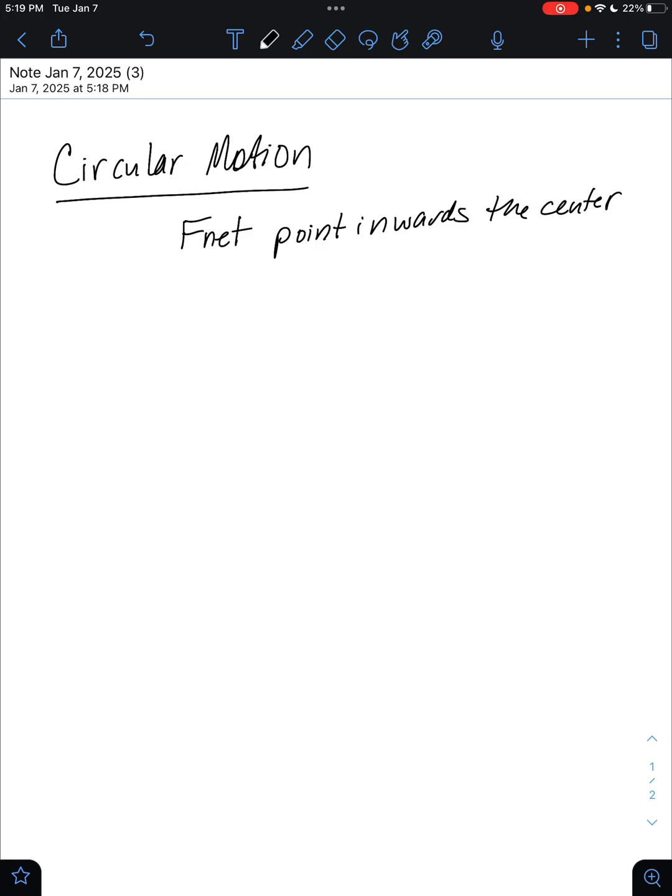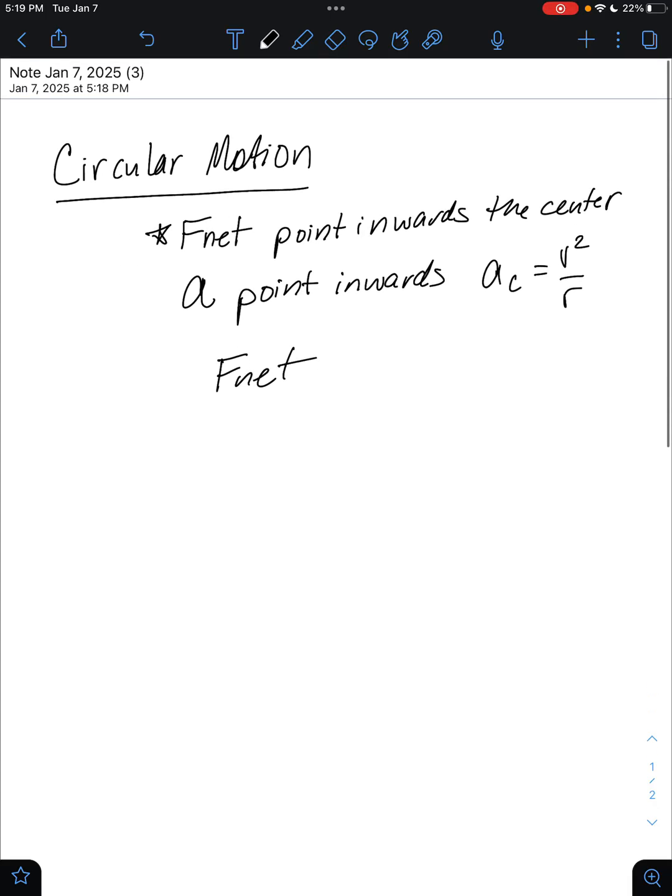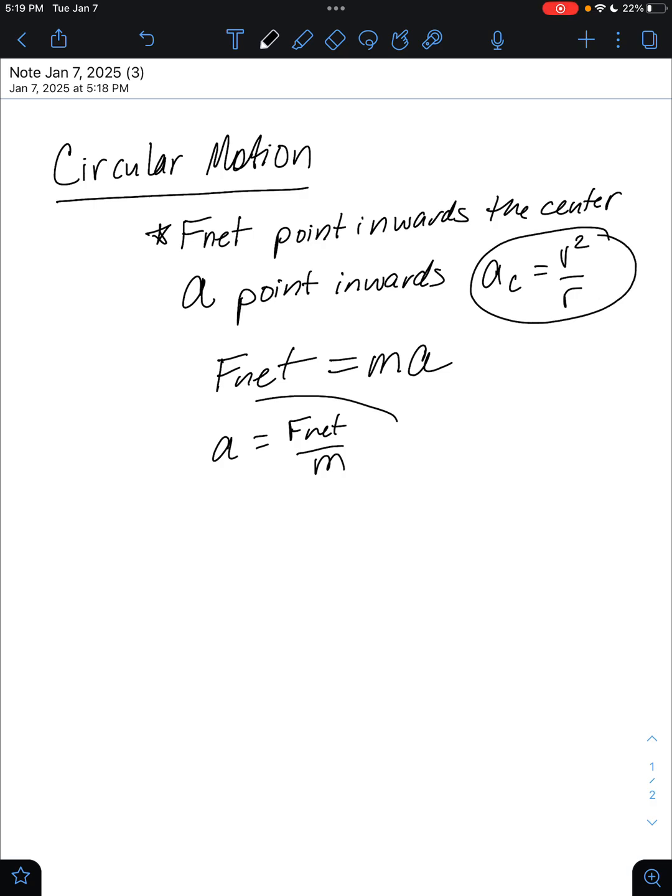And so whenever something's going in a circle, it needs to have an unbalanced force pointed inward. It also has an acceleration pointed inwards. And that acceleration can be found by doing v squared over r. We can link the net force with the acceleration by saying F net equals ma, or a equals F net over m. This is how it's on your equation sheet. In fact, both of these are on your equation sheet, which is great. And so you can put those two together when something's going in a circle.